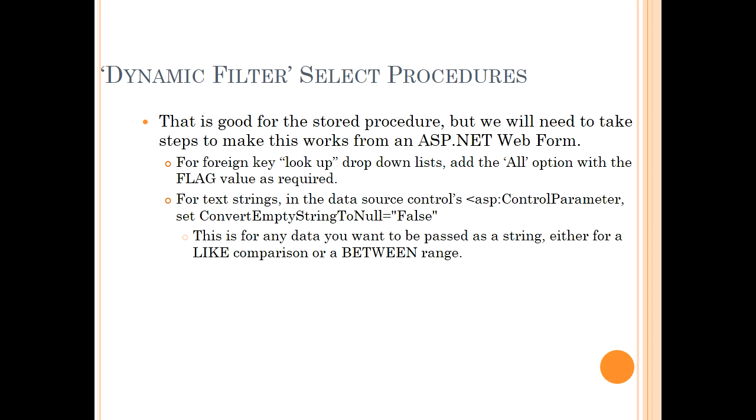Okay. But often we need to take extra steps inside of our user interface, inside the web form, to work with that style of stored procedure. For one thing, a flag value for our foreign key lookup, so we can basically remove filtering by the foreign key. We add our all option. As I said, 0 works perfectly if it's an integer, but it might not be, right? So you might actually have to decide in certain circumstances to use a particular type of value different from that.